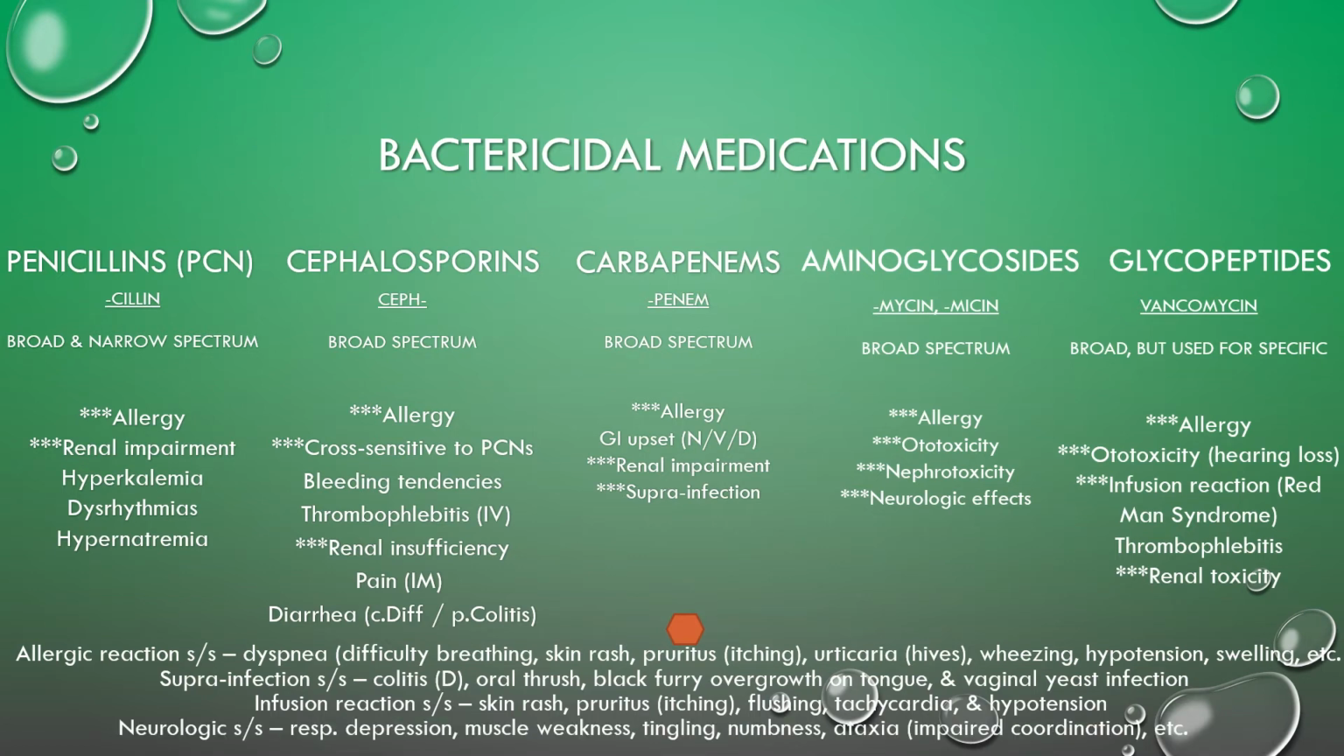Last stop sign is going to be the neurologic side effects. So this is with your aminoglycosides. So if there's developing any symptoms such as respiratory depression, they aren't breathing as well or as effectively, they're slowing down their respirations, anything that can cause them to not breathe effectively. If they have muscle weakness, tingling, numbness, or ataxia, which is impaired coordination, then this could be neurological complications from the aminoglycosides.